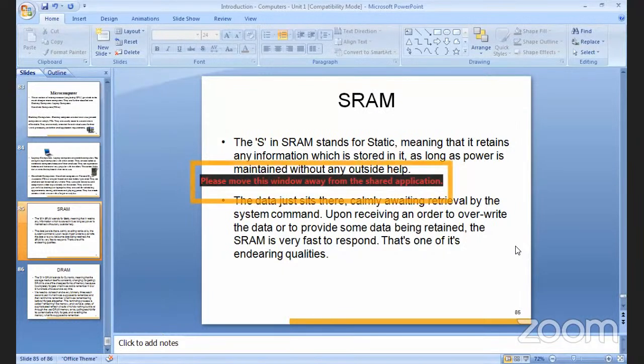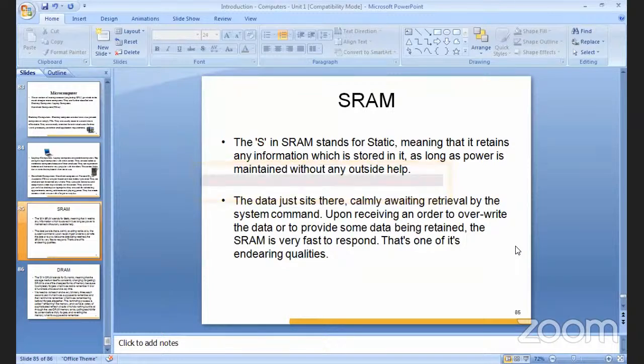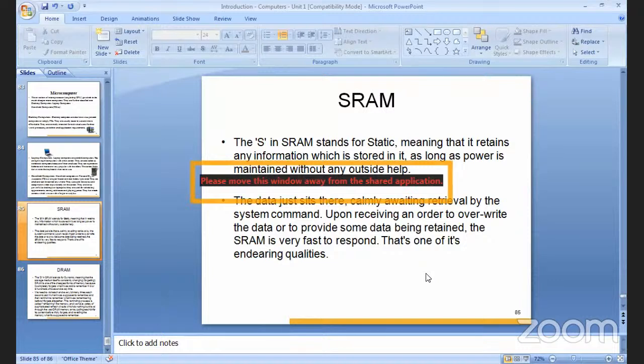Upon receiving an order to overwrite the data, or when some data is provided, it is retained itself, and immediately the SRAM responds. It's one of the qualities we can use in personal computers or microcomputers.